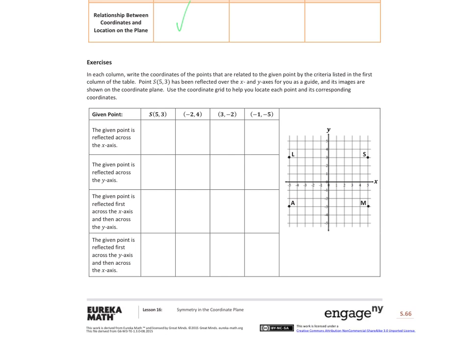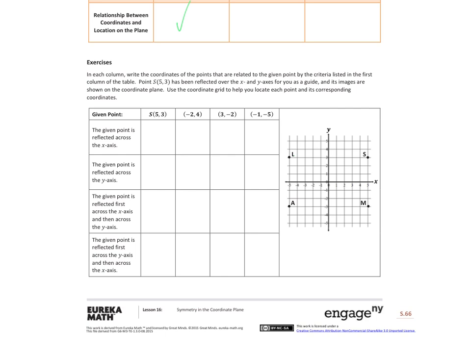In each column, write the coordinates of the points that are related to the given point by the criteria listed in the first column of the table. For example, point S, which is 5 over, 5 up 3, has been reflected over the x and the y axis for you as a guide. And its images are shown on the coordinate plane. Use the coordinate grid to help you locate each point and its corresponding coordinates. A little confusing, but let's see if we can try this.